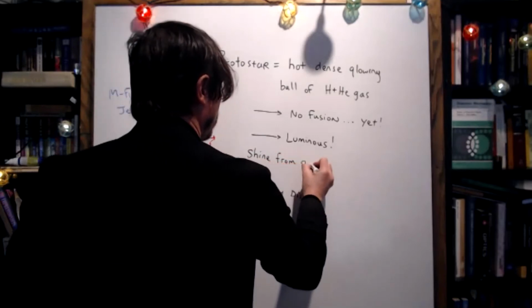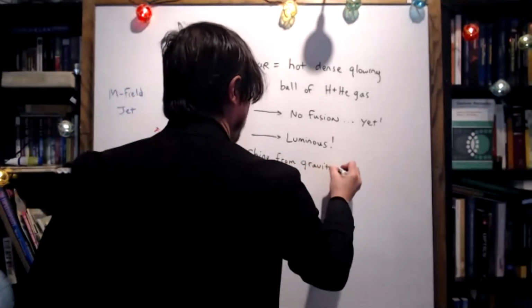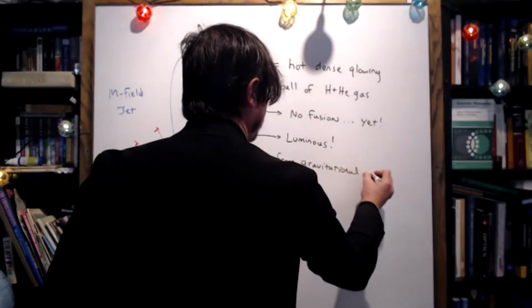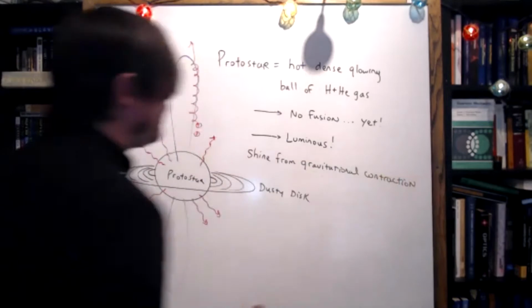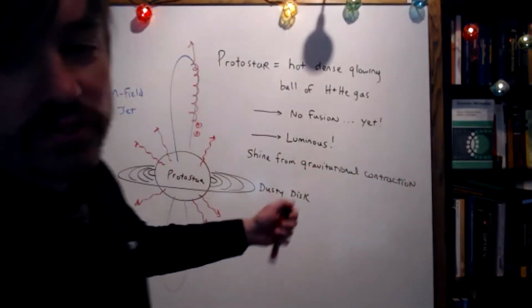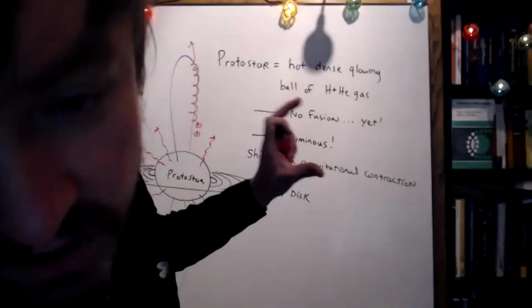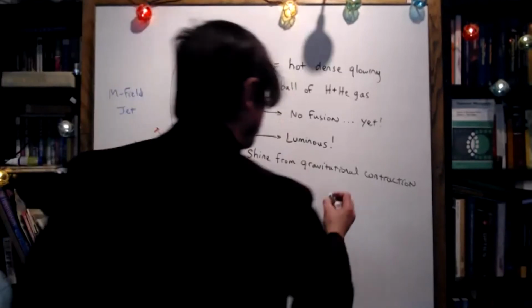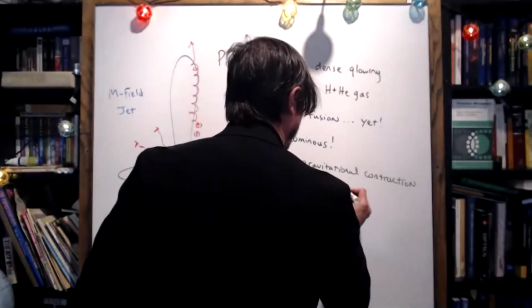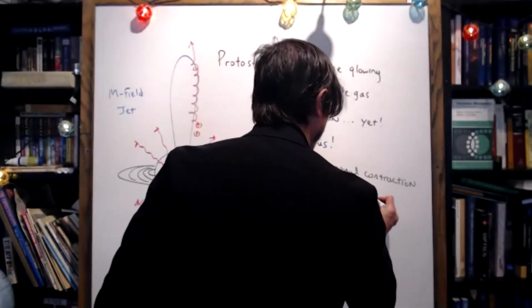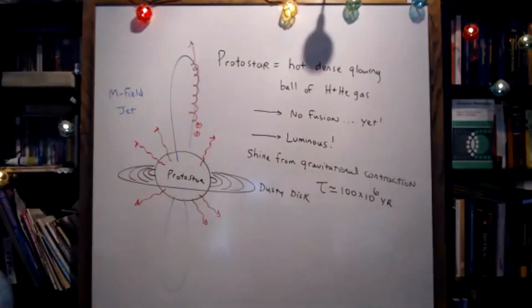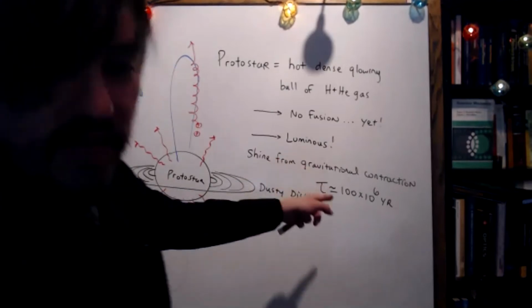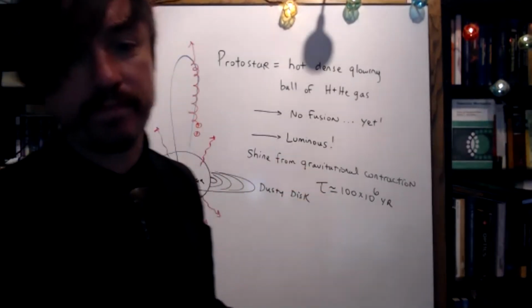from gravitational contraction. And the idea is that this protostar would shine itself to death over a time scale of roughly 100 million years, unless you can turn on fusion.